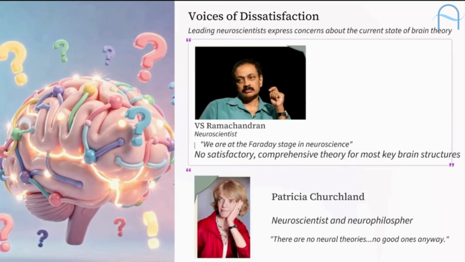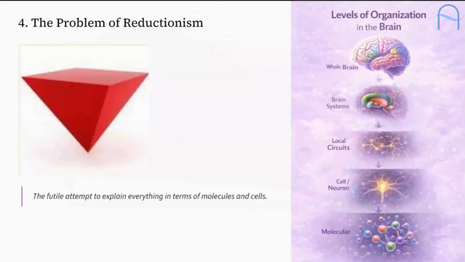This is in terms of theoretical understanding. Then Patricia Churchland also talks along similar lines. She says there are no neural theories, no good ones anyway. So we still have a lot of work to do in theory building in neuroscience.